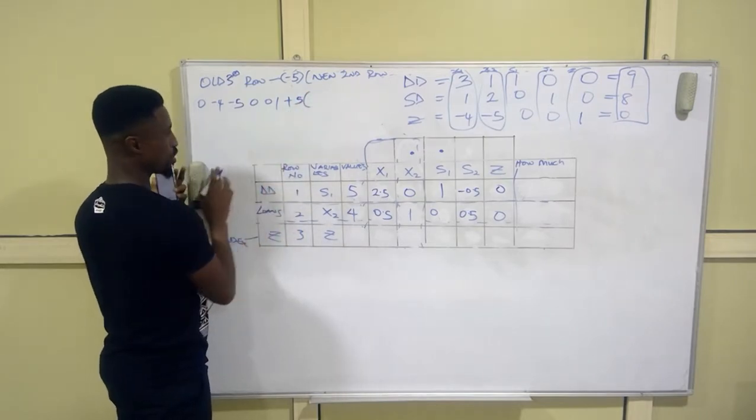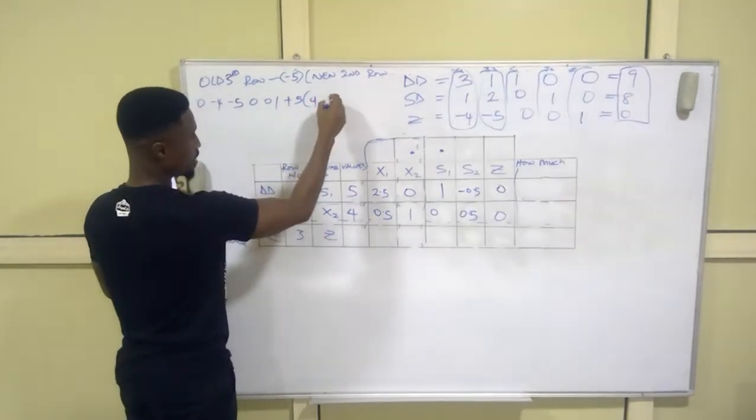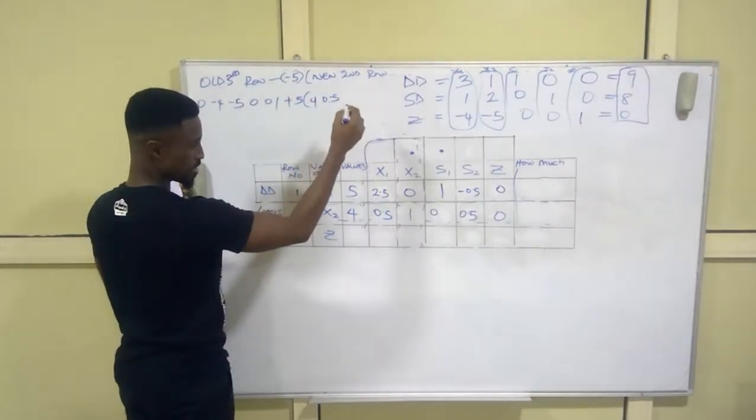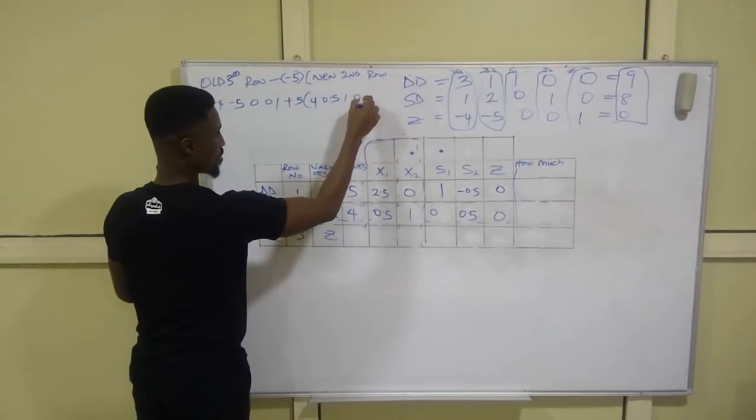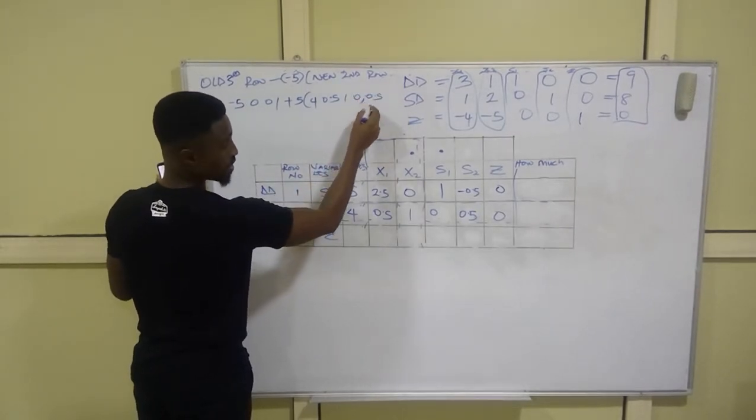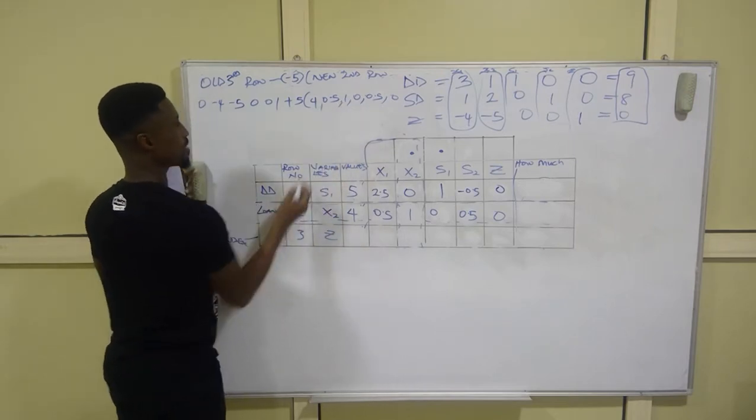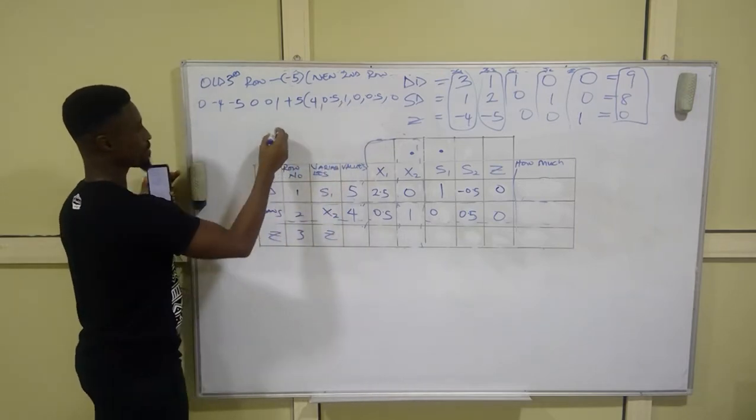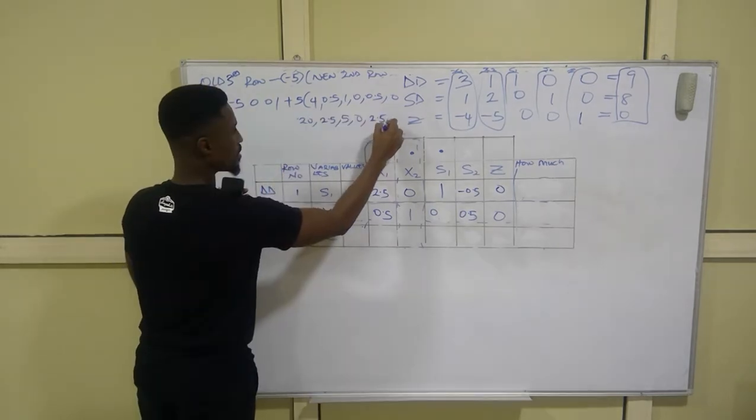So let's just multiply it out straight without wasting time. The new second row is 4, 0.5, 1, 0, 0.5, and 0. So we have this, this, and this, right? So 5 times 4 is what? 20. I have 20 and then 0.